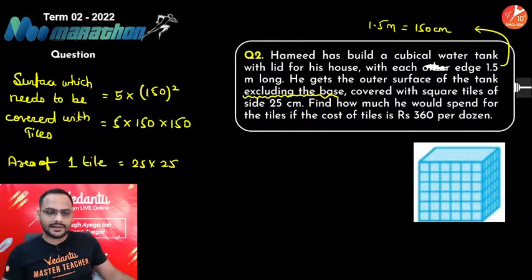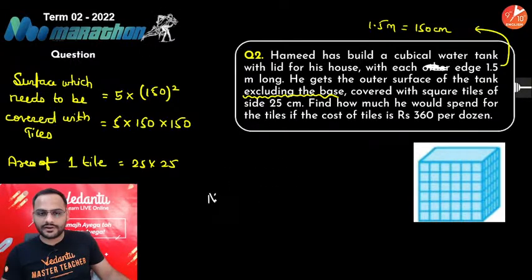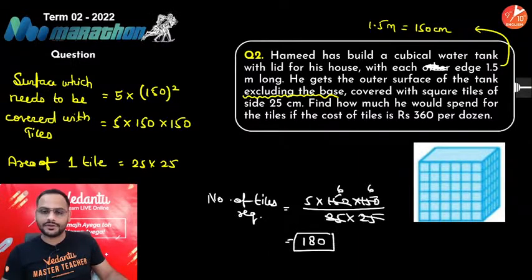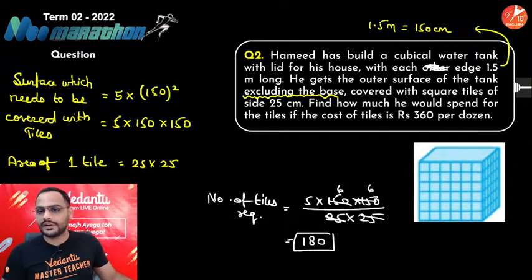So now I can clearly say the number of tiles required. The number of tiles required will be 5 into 150 into 150 divided by the area of one tile. So this is 6 times, this is also 6 times, 36 into 5 is 180 tiles. You will require 180 tiles.